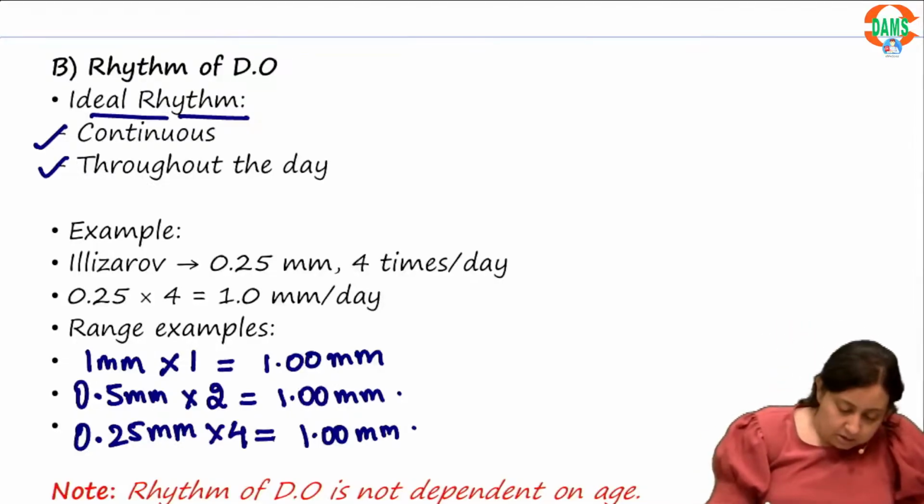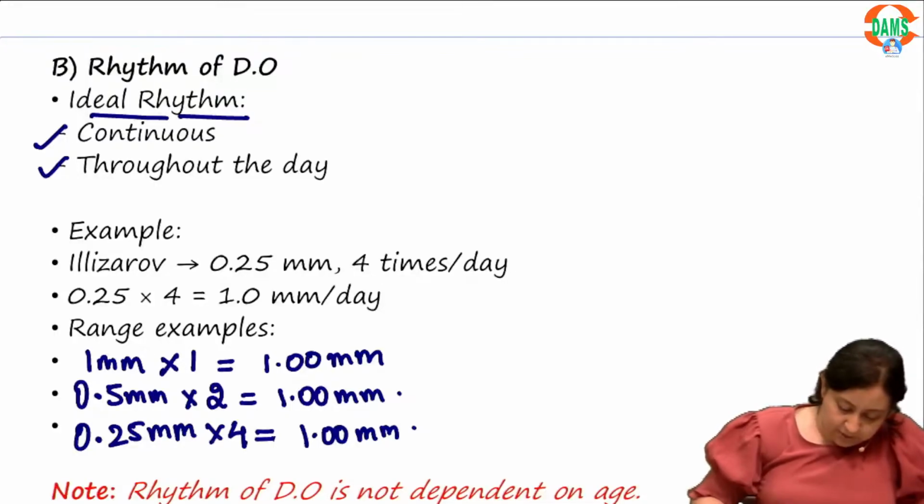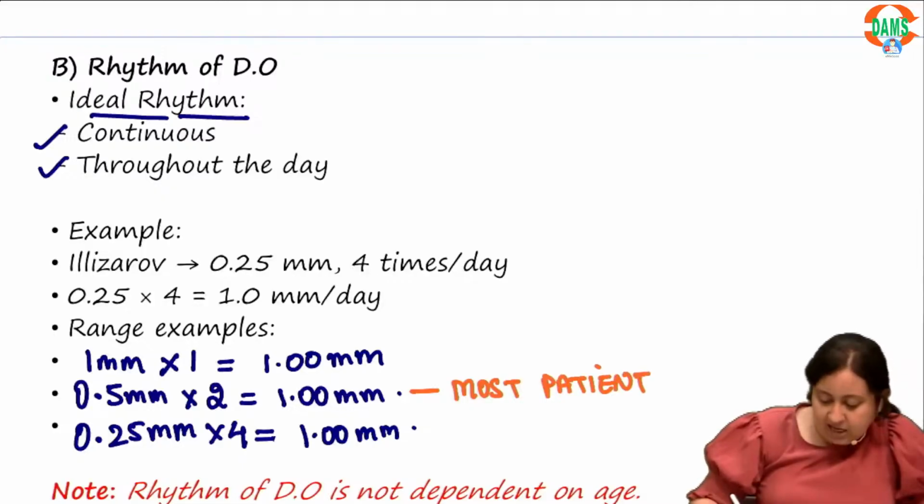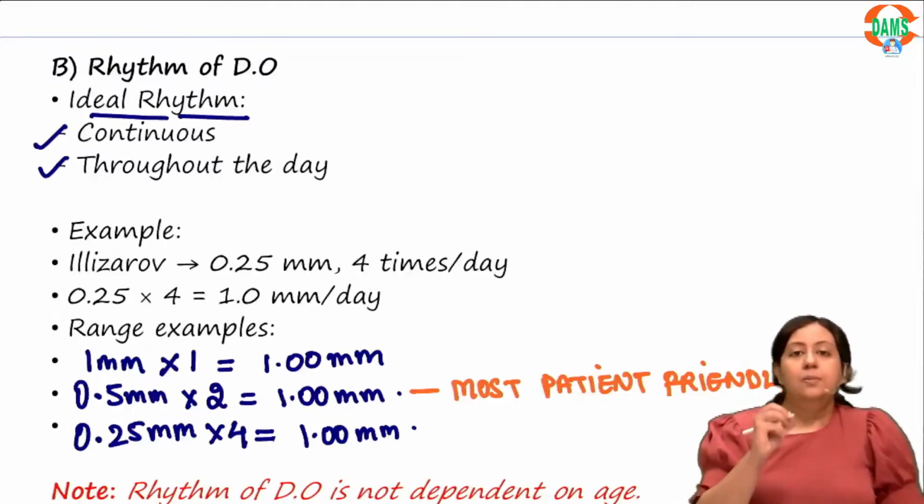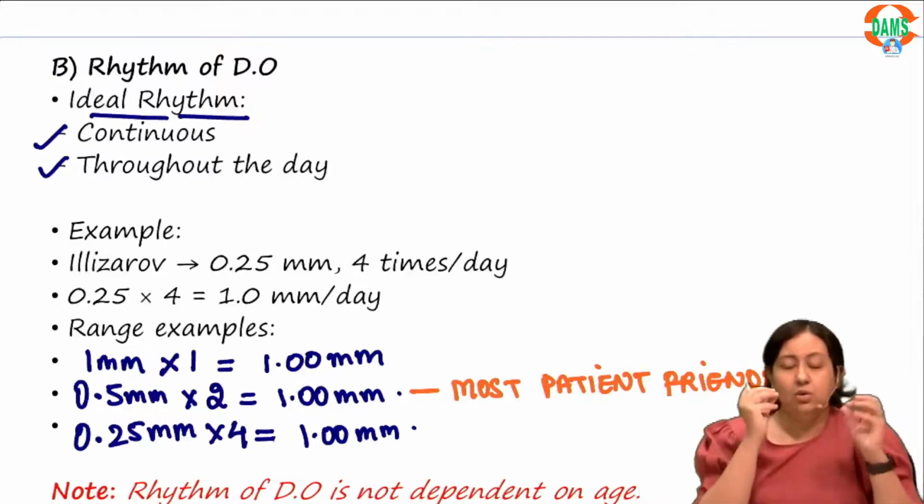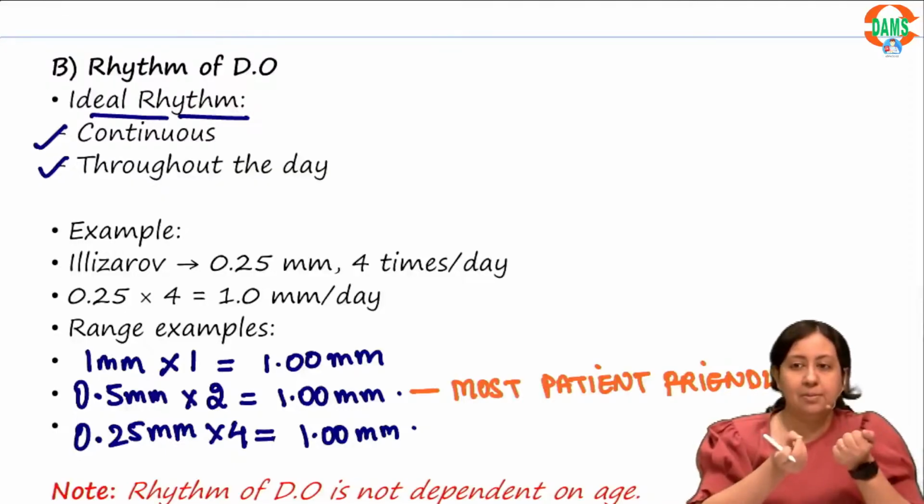Okay, now I'll tell you this one, 0.5 into twice is the most patient friendly. I'll explain why. Okay, 1 mm, if the patient is distracting 1 mm in one go, there is a lot of stretch, patient will have pain, patient will become non-compliant due to pain, due to a lot of discomfort, due to stretching.